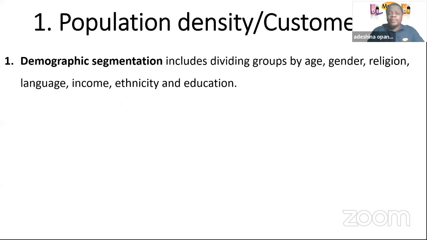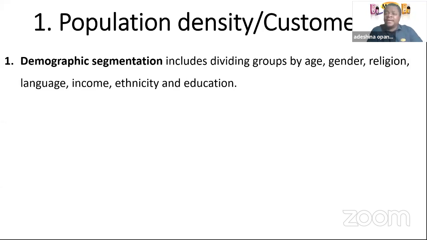The first thing, I've talked about population before. Demographics, population density of the environment is crucial. You'll notice that in the classification by pharmacist Abiola Adekunle, he also made allusions to the fact that the income and the population of the people you are dealing with is very important. And so, what's the age of the people? The gender, the religion, the language, the income, the ethnicity, and the educational level.